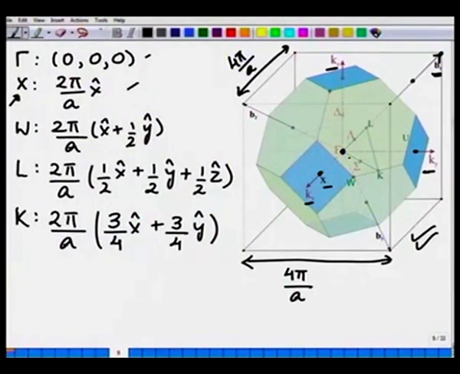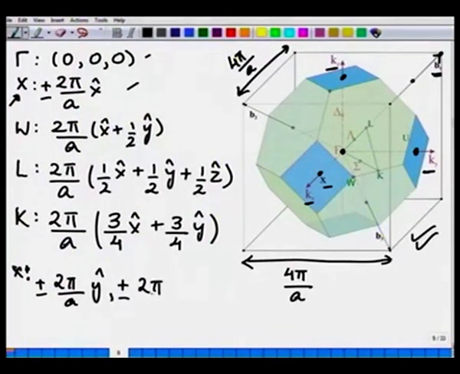Remember, the X point is not one point; even this point is an X point of the same symmetry. I have written it in the x direction, but the X vector could also be plus or minus 2 pi by a x hat. You can take plus or minus 2 pi by a y hat, or plus or minus 2 pi by a z hat. All these are X points. I have shown you only one, but they are all of equivalent symmetry, so they are all considered X points.